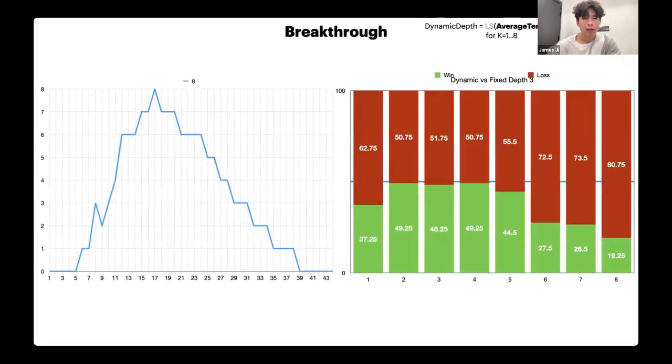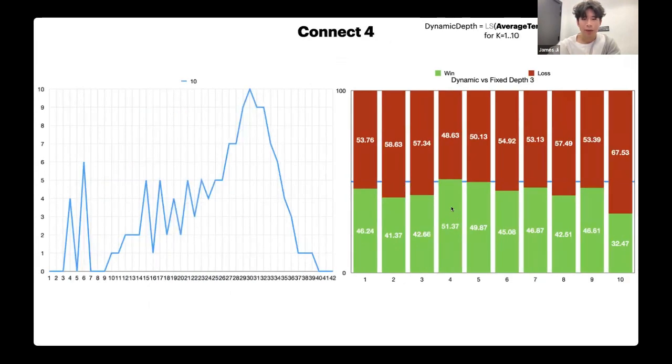We'll go through some results and maybe look at some interesting ones. For Breakthrough, you can see that we achieved some equal results when K is 2, 3, and 4. For Connect 4, we achieve some strong results when K equals 4. So we achieve a stronger model if we set K equals 4.